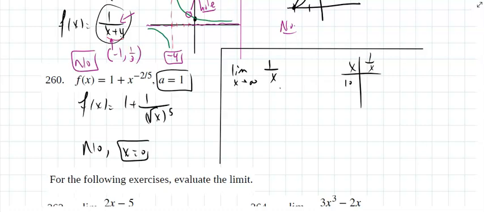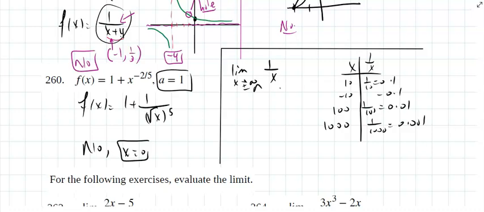if I pick x equal 10, that's 1 over 10, which is 0.1. And you should say plus or minus, because if you put negative 10, that's also negative 0.1. If I pick x equal 100, 1 over 100 is 0.01. If I pick 1,000, 1 over 1,000 is 0.001. As x approaches infinity, as x gets larger and larger, this gets closer and closer to 0.